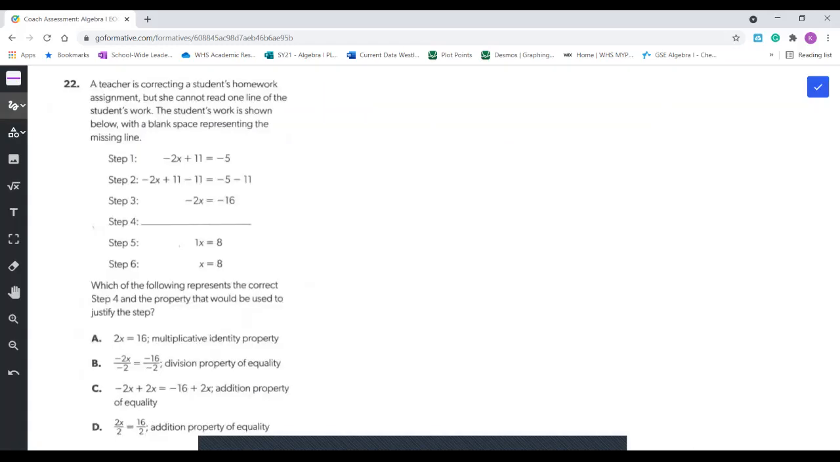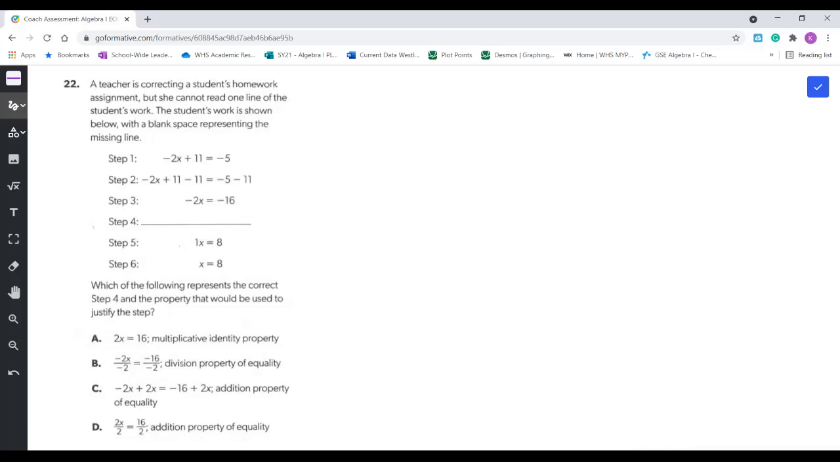All right, it says a teacher is correcting a student's homework assignment, but she cannot read one line of the student's work. The student's work is shown below, with a blank space representing the missing line. Which of the following represents the correct step 4 and the property that would be used to justify the step? All right.